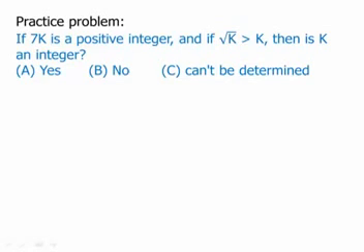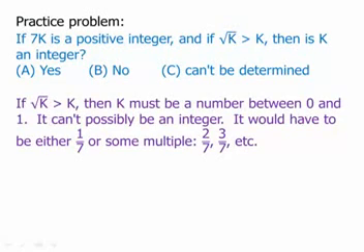Here's a practice problem. Pause the video and then we'll talk about this. If 7k is a positive integer and if square root of k is greater than k, then is k an integer? Well, the square root of k is greater than k. That only happens when k is less than 1. So k must be a number between 0 and 1. It can't possibly be an integer. It would have to be either 1/7 or some multiple, 2/7, 3/7, something like that. And so we definitely know that it's not an integer, and the answer is B, a clear answer of no.